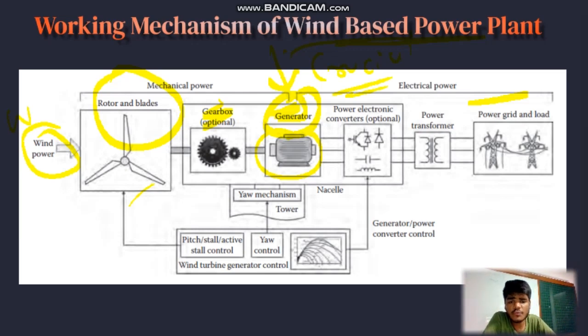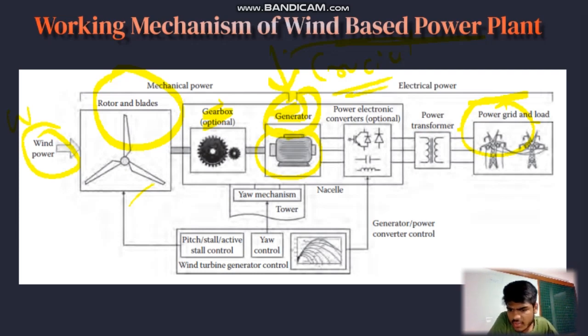Further, let's discuss this part, which is the power grid and load. The electrical energy generated by the generator is transferred to the power grid. The power grid is a network of transmission lines, transformers and substations that distribute electricity to the consumers. The wind power plant is usually connected to the local regional power grid, enabling the electricity to be transmitted to homes, businesses and industries.